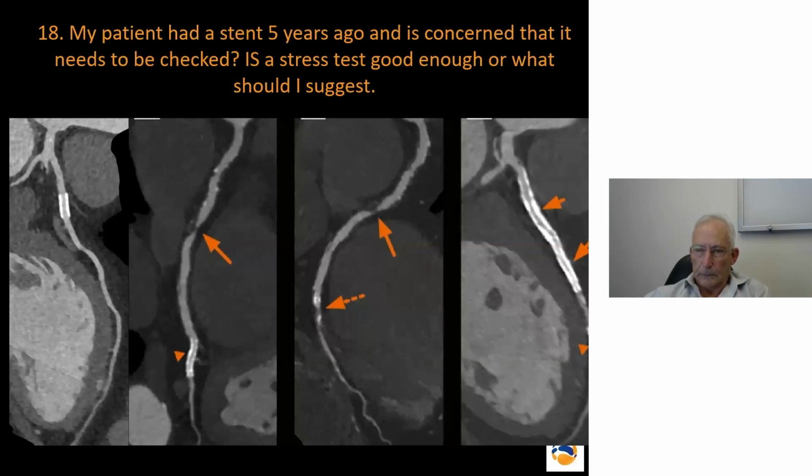But having said that, good medical therapy, which all patients with stents should be on, aspirin, statin, blood pressure treatment, and a good stress echo, in my practice, is adequate.